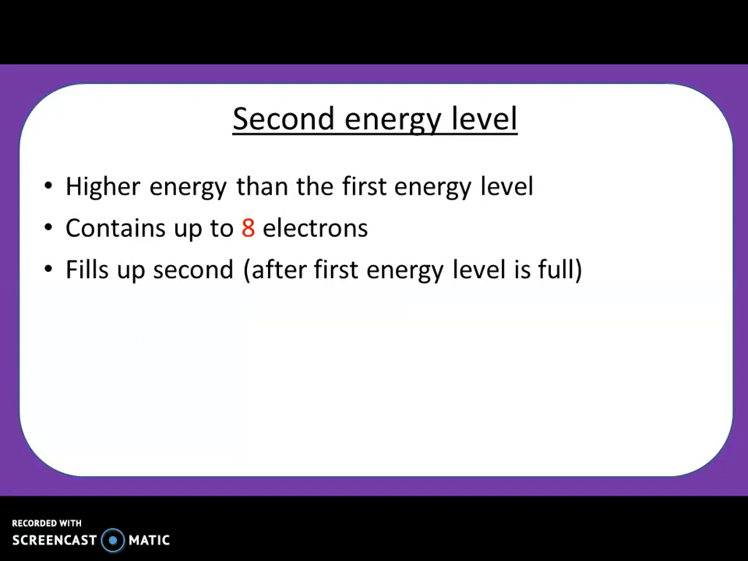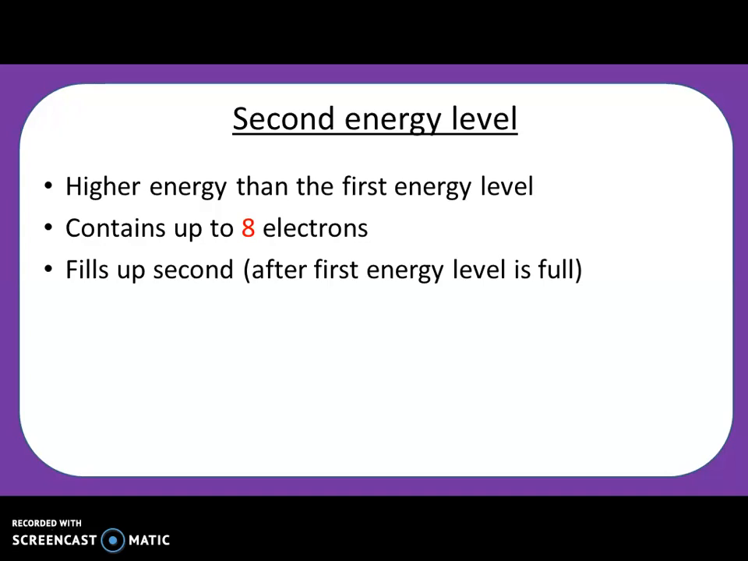The second energy level is the second from the nucleus. It has a higher amount of energy required for those electrons to stay in that energy level, so it fills up second. After the first energy level is full, electrons start filling in the second energy level, and it can hold up to 8 electrons. So the 3rd, 4th, 5th, 6th, 7th, 8th, 9th, and 10th electrons fill up the second energy level.